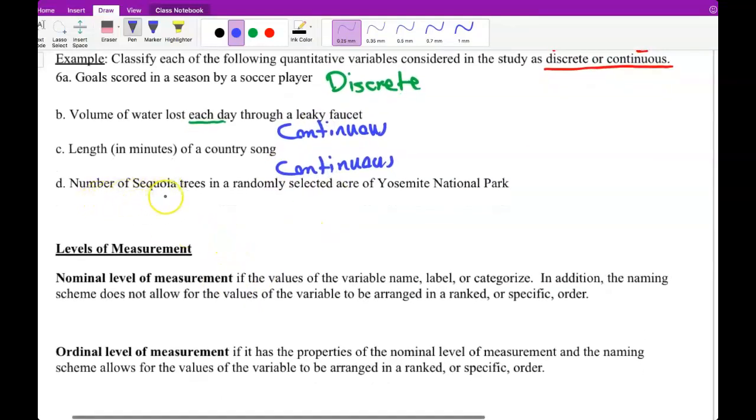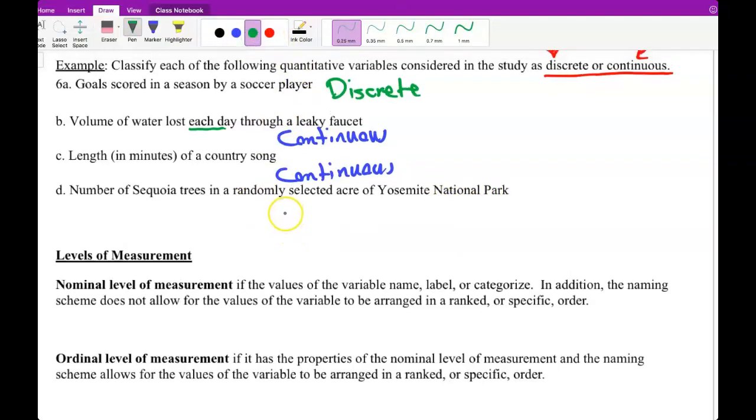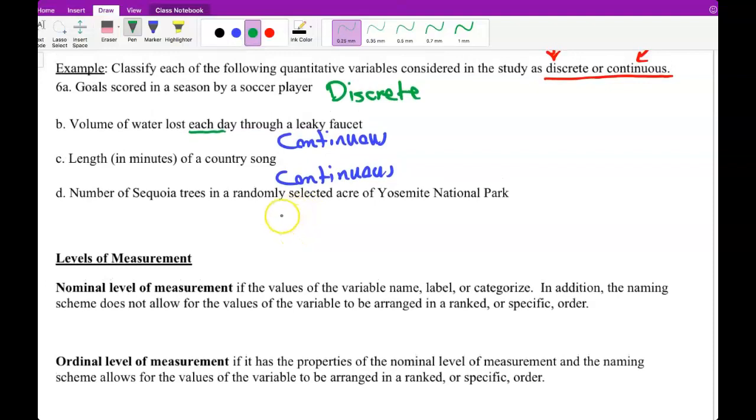Part D, the number of, okay, what do we have here? How many tourists do we have here in Yosemite National Park? We can count them. So this means the number we're going to have is finite. So this is discrete.